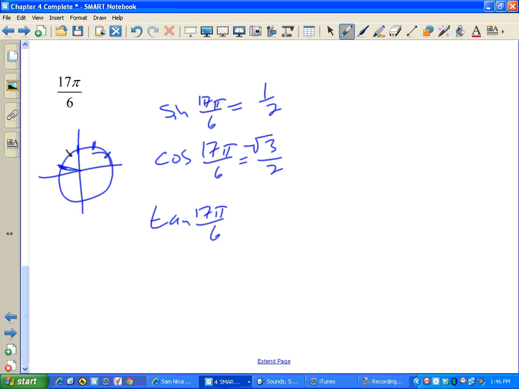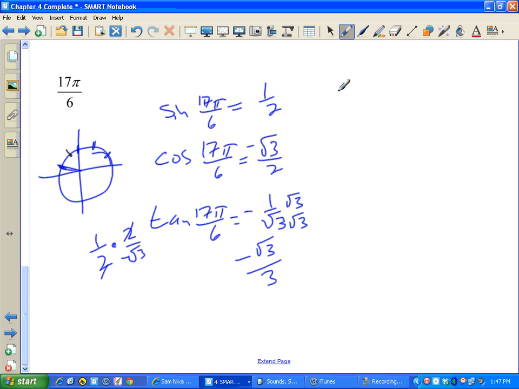Tangent, I'm going to take the y, multiply it by the reciprocal, because it's y divided by x. So I'm going to take this, divide it by this, which is the same as multiplying by the reciprocal. Cross reduce, and that's negative. Separate this negative out. So I'm going to get negative 1 over square root of 3, rationalize that. So I get negative square root of 3 over 3.